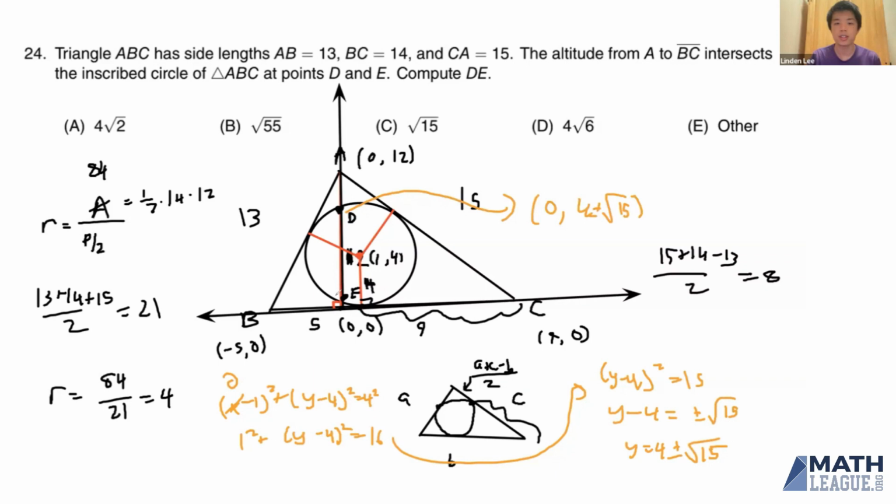So the distance between D and E is the difference in their y-coordinates, which is 4 plus square root of 15 minus 4 minus square root of 15, which is equal to 2 times the square root of 15. Now, if you look at all these answer choices, you see that 2 times the square root of 15 is none of the answer choices, so your answer is E, other.